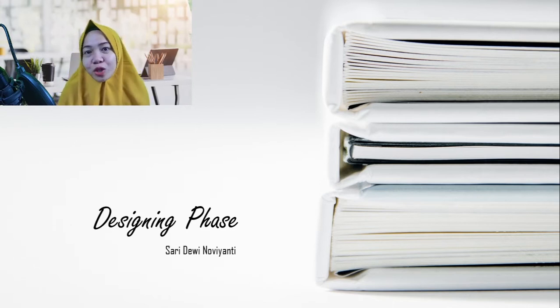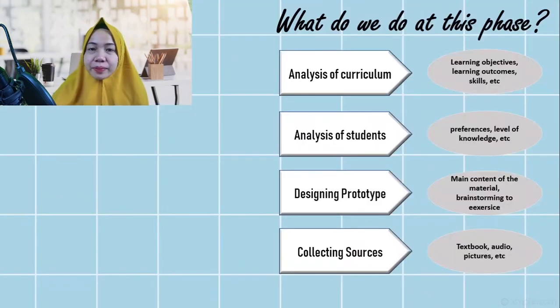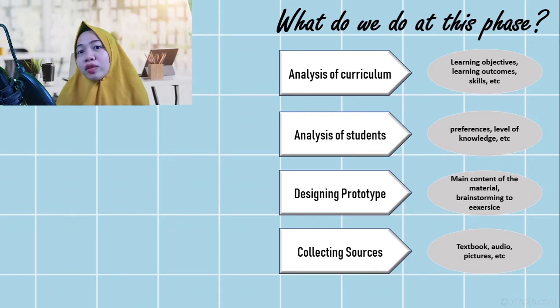And today we are going to talk about the design phase. In this discussion, we are going to talk about what kinds of activities you should do in the designing phase of your material development. So let's check this out. What do we need to do at this phase? The designing phase is the very first phase of your material development. This is the initial phase before you do the development phase in the next steps.